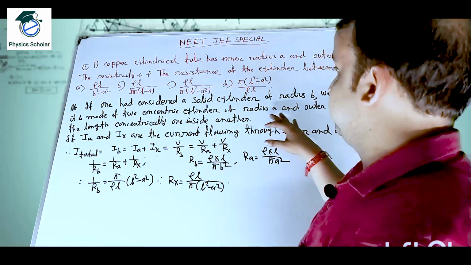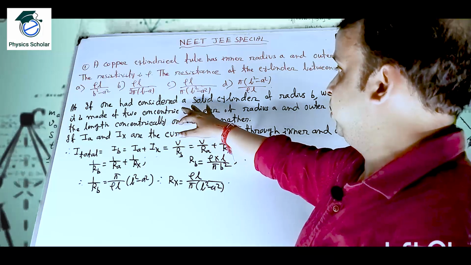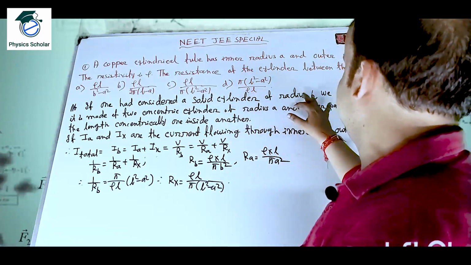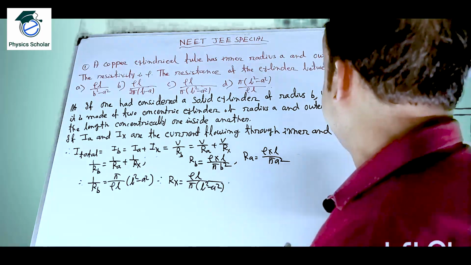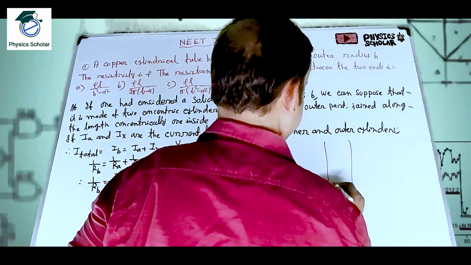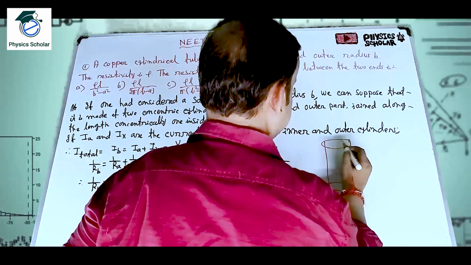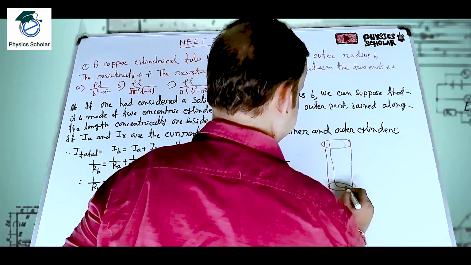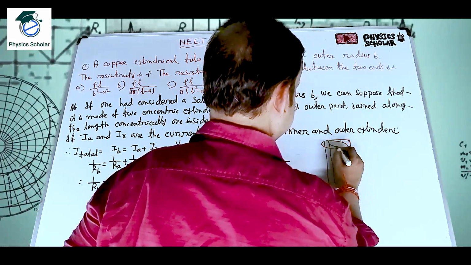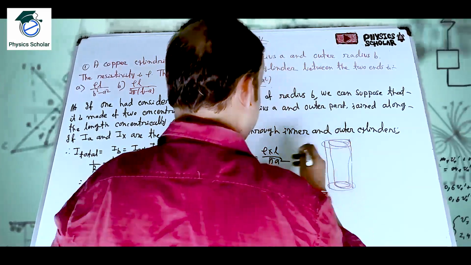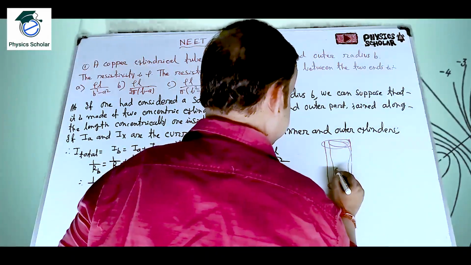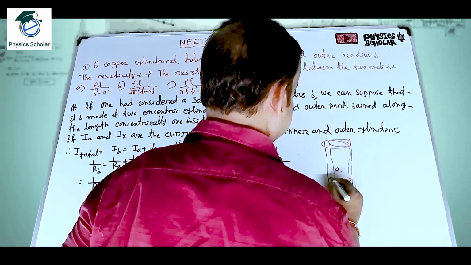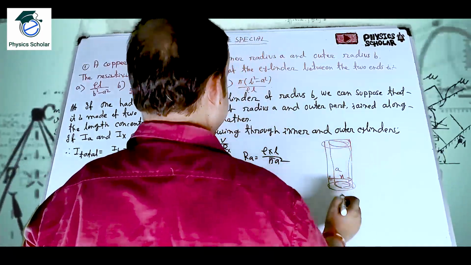Now, take a solid cylinder of radius B. We can suppose that it is made of two cylinders, one cylinder inside and it is solid. That means we can consider two cylinders, one inserted in another. Let the internal radius be A and the outer side be X.